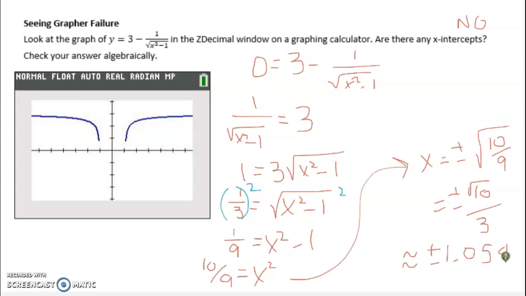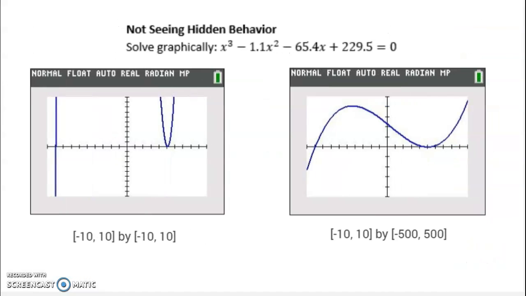1.054. I show you this to remind you that your calculator is a tool. It is not perfect. So it looks like there's not any x-intercepts, but there totally are. Again, it's because it looks weird that I'm like, this seems odd, let me check it. So I'm going to check it algebraically. I have one more I want to look at with you.